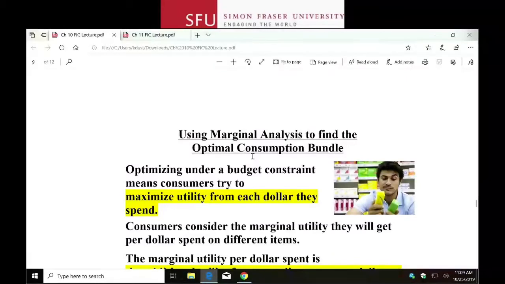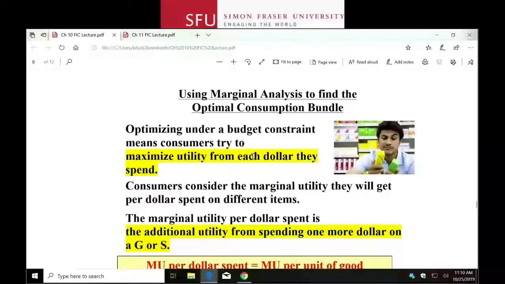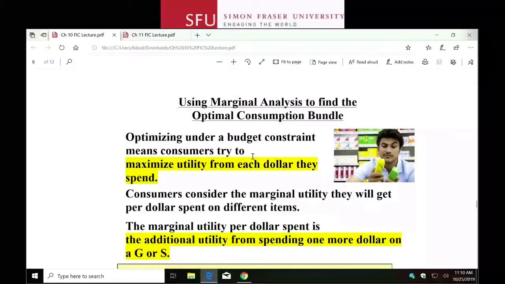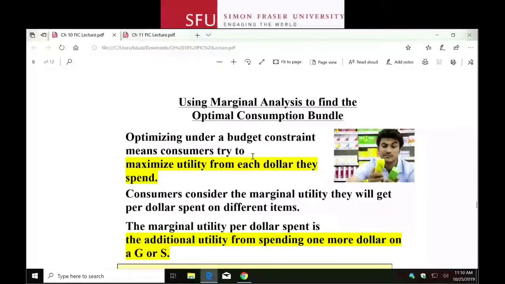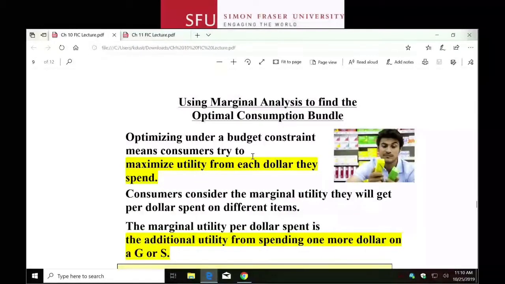And so in that moment, when you're trying to decide between the cashews and the walnuts, what you're doing is you're figuring out a ratio of how much utility am I getting per dollar, like utility relative to the price. And so that's called the marginal utility per dollar spent. So you're figuring out how much utility will you get, but then how much will you pay for the good. Okay, so it's the additional utility from spending one more dollar on a good or service.